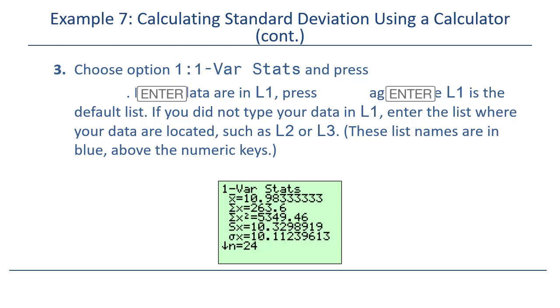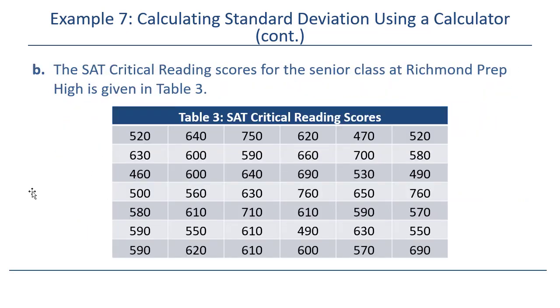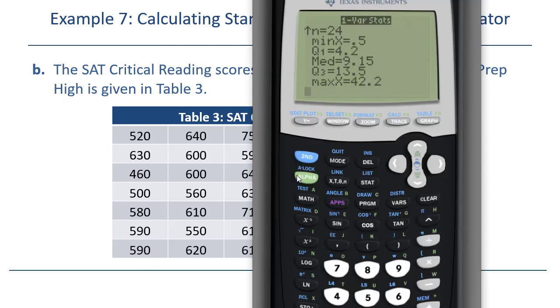Now, if you don't put your data in list 1, like I said, you have to tell it which list to use. So for instance, we already talked about this, that 10.3 is the standard deviation we want because we want it for a sample. Let's say this is our set of data. Again, I've already put it in the calculator because I don't want to waste time doing that.